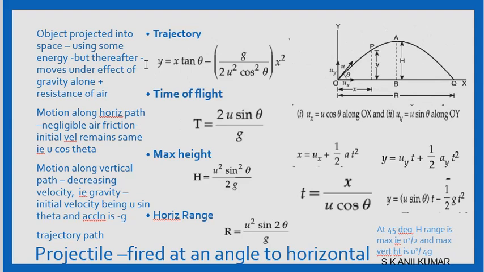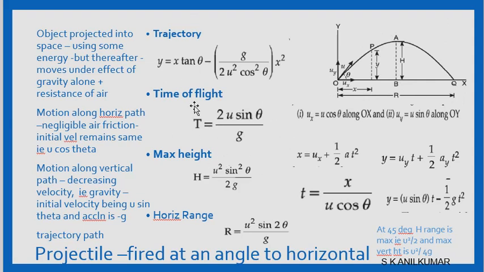The trajectory will be y equals x tan theta minus g by 2 u square cos square theta into x square. You can look at the trajectory when you fire a bomb from a tank. A small bullet fired from a pistol at something 2, 3, 4, 5, 10 feet away will go straight. But when you are firing something far away, 100 feet, 1000 feet, then it will form a trajectory which will be parabolic motion.